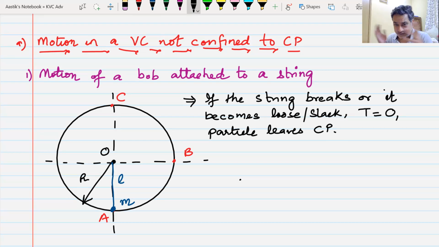String becoming slack is the category of question that we are going to deal with. Now, where is the possibility of the string becoming slack or loose? We have 3 points, A, B, and C. Between which points: A and B or B and C? The only possibility of string becoming slack is between B and C. Do we understand this? That is the next thing that you have to write.